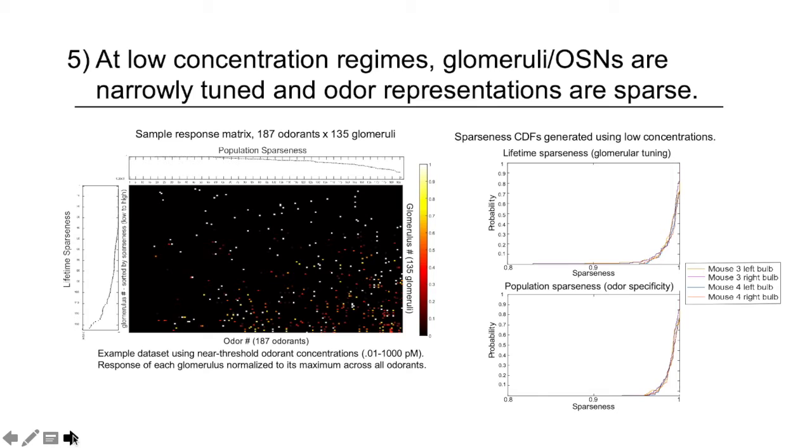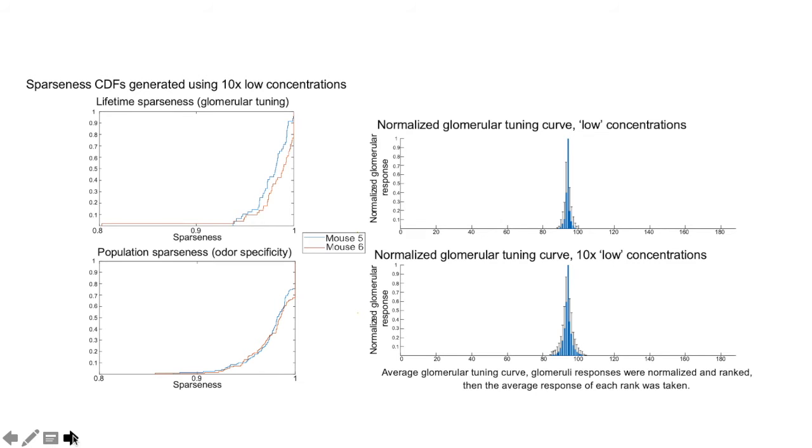The sparseness of the olfactory bulb response can be illustrated in an example dataset. At low concentrations, the accompanying lifetime sparseness and population sparseness values are very high. Empirical CDF plots of lifetime and population sparseness for 4 such datasets show that most sparseness values range from 0.95 to 1. Here we show CDF plots for experiments in which the odors were presented at concentrations that are 10 times higher. However, we still observe very high sparseness values, ranging from 0.9 to 1.